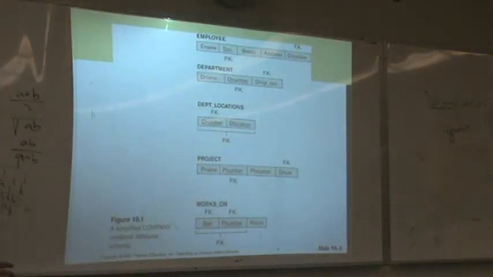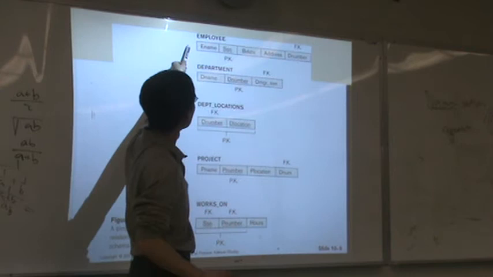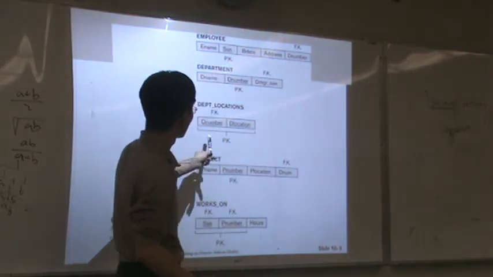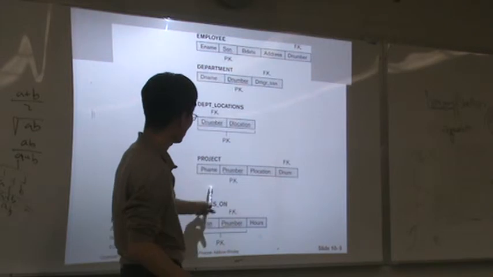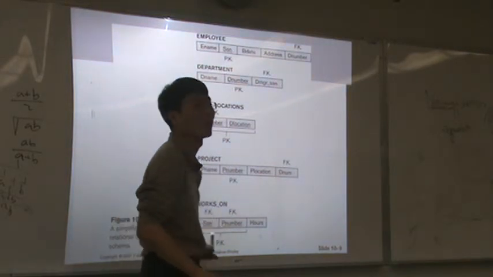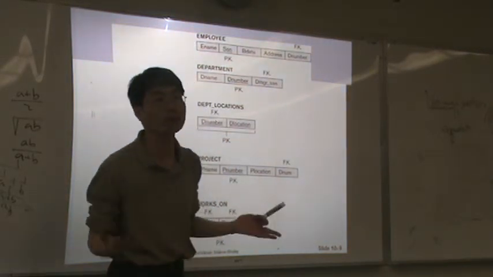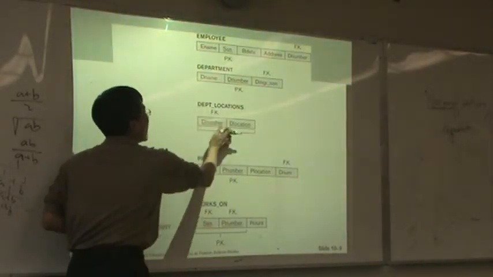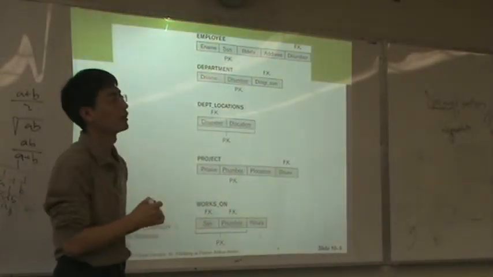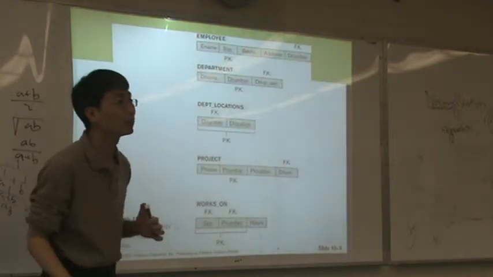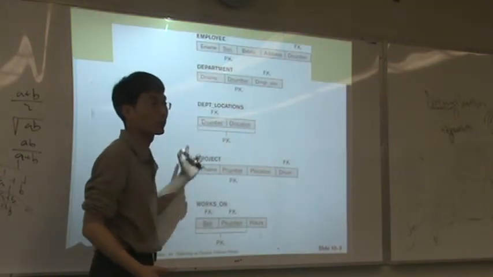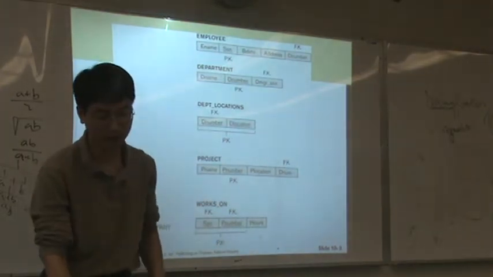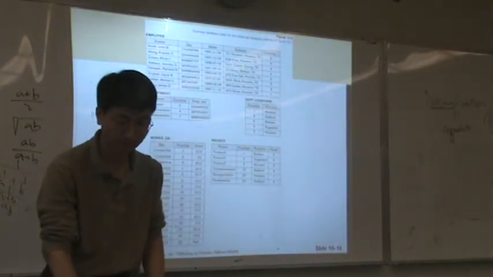For example, this one, as you can see, employee. This is only for employee. This is only for department. This is for department location. This is for project. This is workson. Even though we do not consider many-to-many relationships or the multi-valued attribute, you can do the database design by following simple guidelines. Okay.